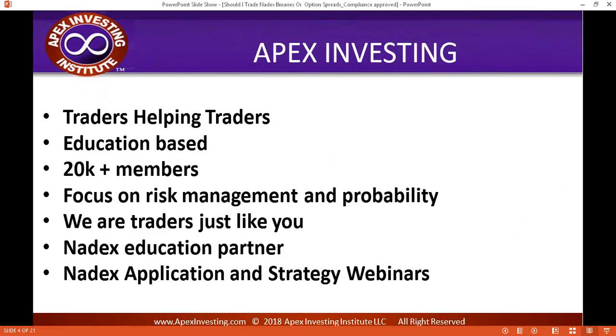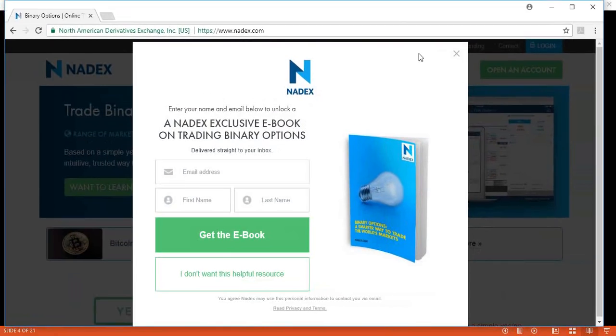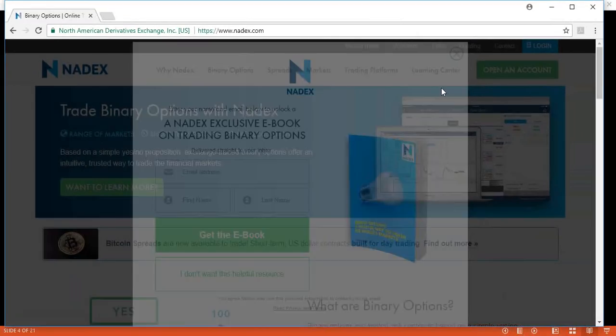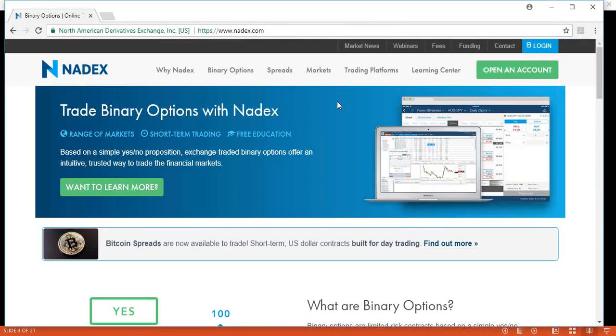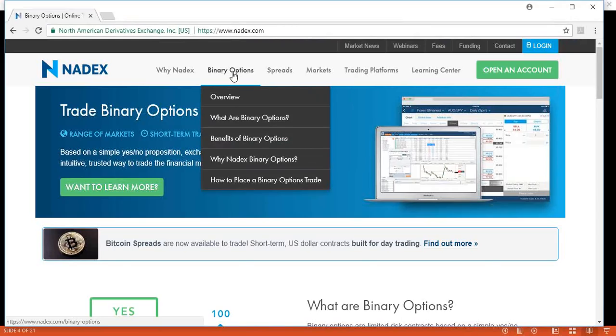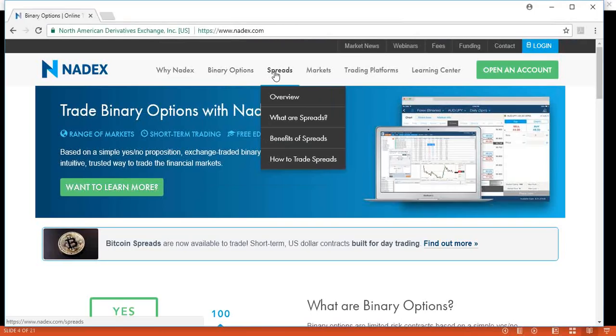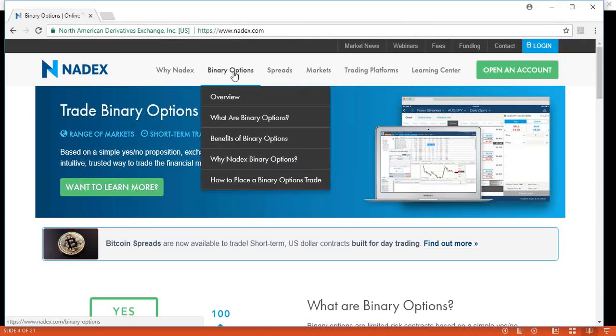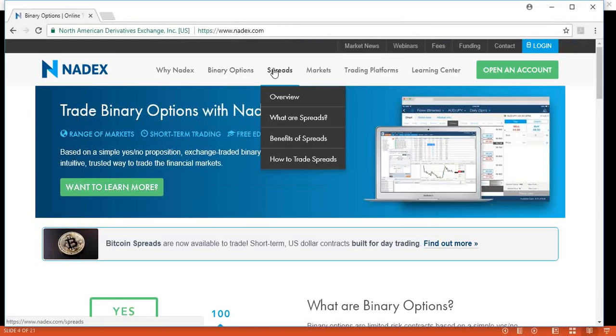So speaking of Nadex, let's just pull up the Nadex website real quick here. For any of you that are brand new to Nadex, you should be familiar with this site, but just a quick walk through here. Once you're on the site, you can go here to either one of these two tabs right here, binary options or spreads. These are the two products that Nadex offers. You can go through these tabs, get some great information about binary options and spread options to help you understand a little more what they are.